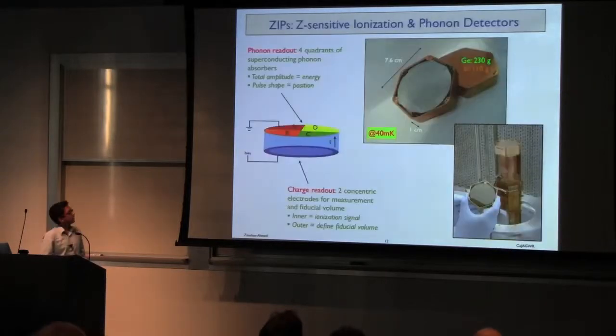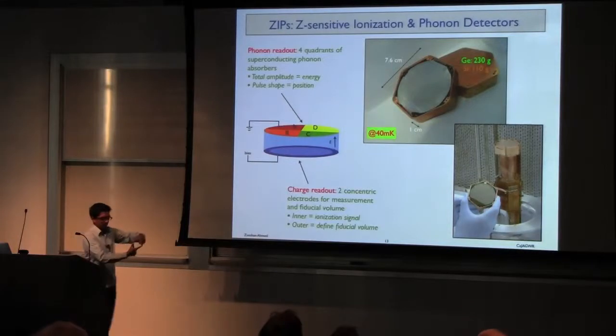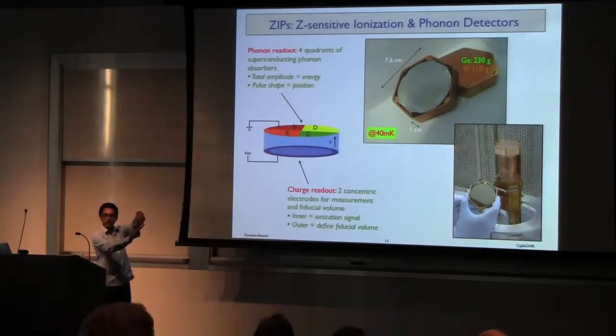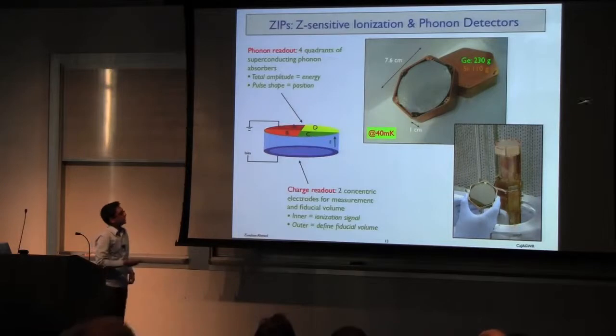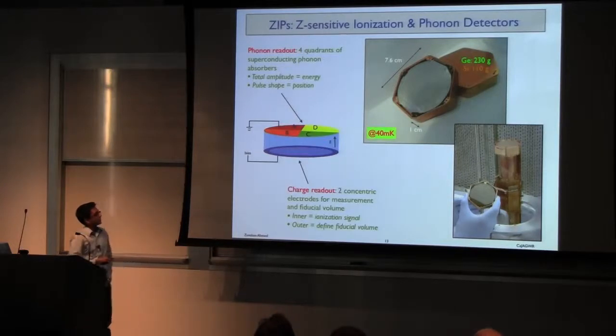Okay, so let's look at the detectors a little more closely. Our detectors are essentially little hockey pucks of germanium and silicon, weighing 230 grams and 110 grams respectively. They are stacked in towers like this and operated at 40 millikelvin. I will go into details of why the temperature and whatnot, but the basic principle is this: this is a schematic for a detector.